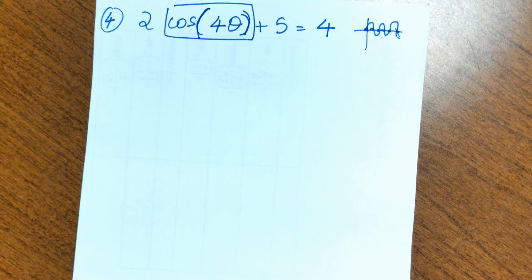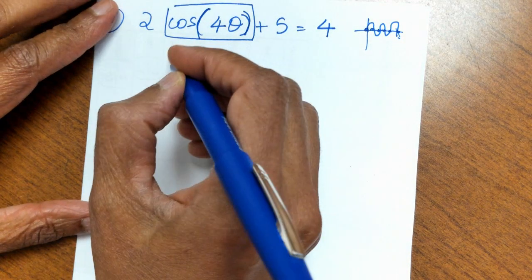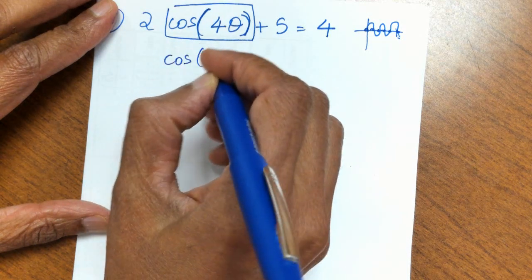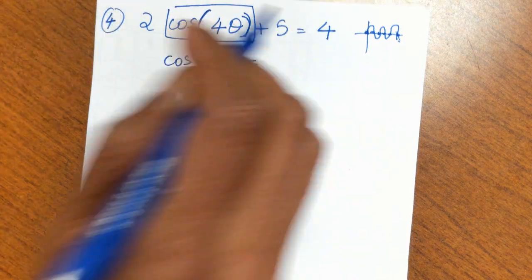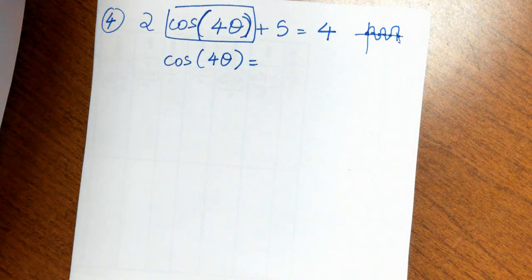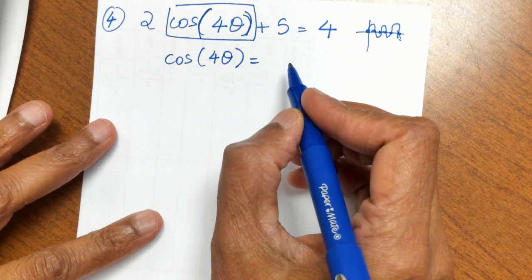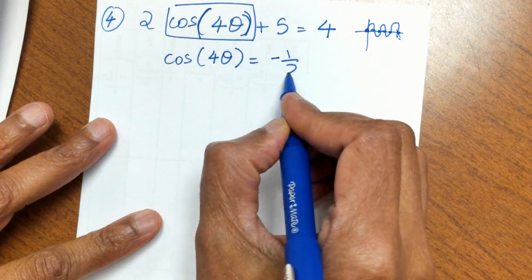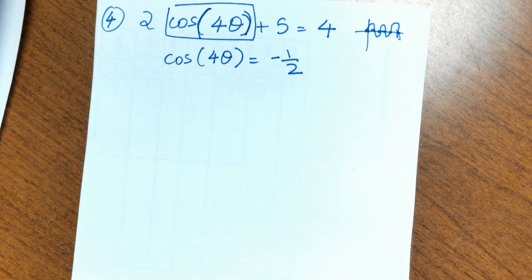So here my goal is to get cosine 4 theta by itself. Can we all do that? You will move the 5 to the other side, and then you will divide by 2. What will you get? Everybody good? Negative half? Please stop me if it's not clear why we got that negative half. I move the 5 over to the other side, it becomes negative 1. Negative 1 by 2 is negative half. Then what's your next step?